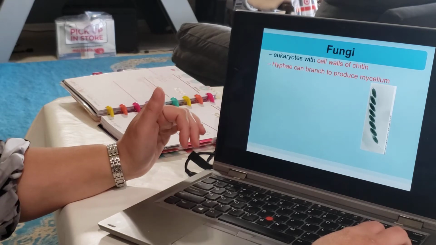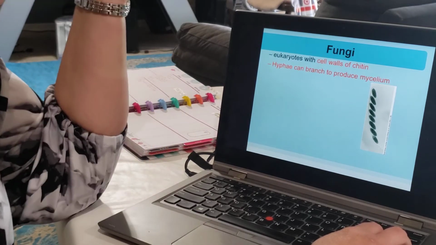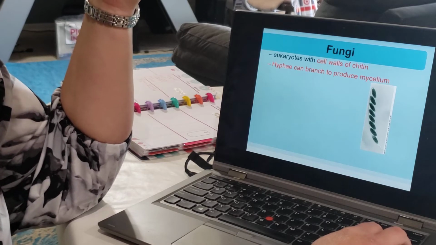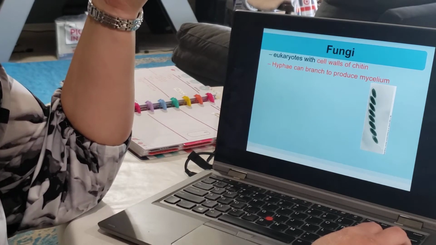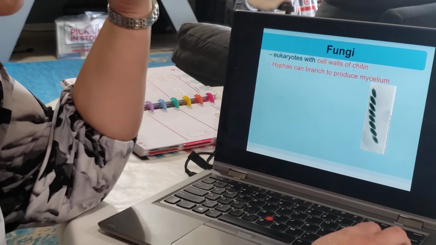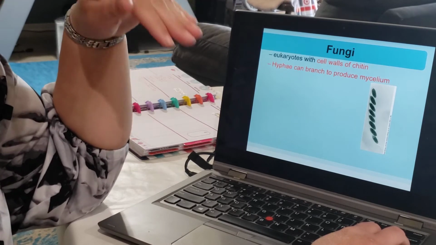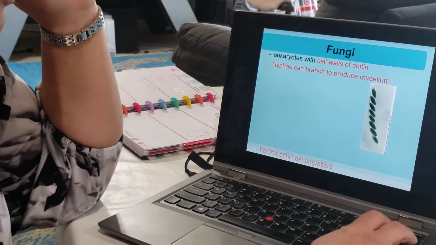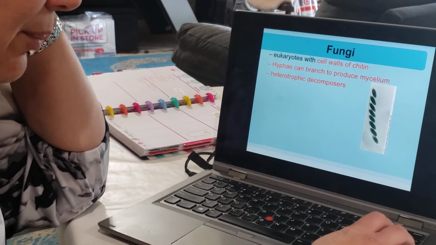Hyphae can branch to produce mycelium. Mycelium, it's not a root system. It's actually what releases digestive enzymes to break down the decaying material, the dead material that they're getting food off of. So think of them as like projections that are acting as a stomach, if you will. Kind of weird.